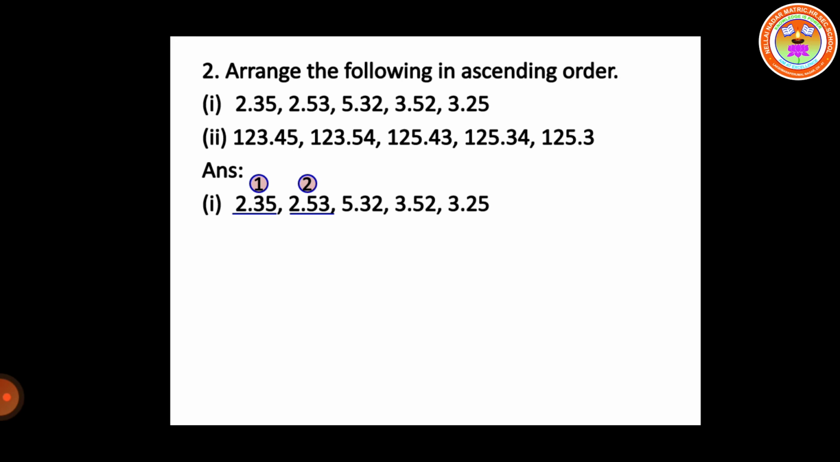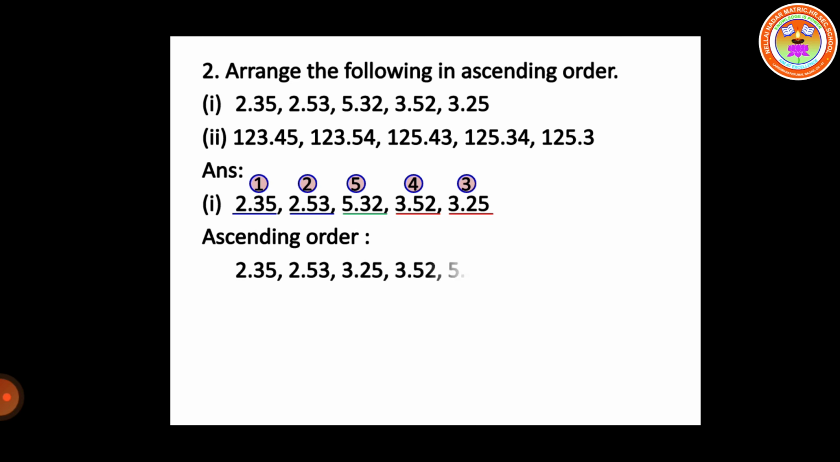So which one is smaller? 3. So consider those numbers 3.52 and 3.25. In those numbers, the tenths place values are 5 and 2. Among 5 and 2, which one is smaller? 2. So 3.25 is the next smaller, 3.52 is the next smaller. So the remaining is 5.32 only, so that will be the last. So the ascending order we can write as 2.35, 2.53, 3.25, 3.52, 5.32.